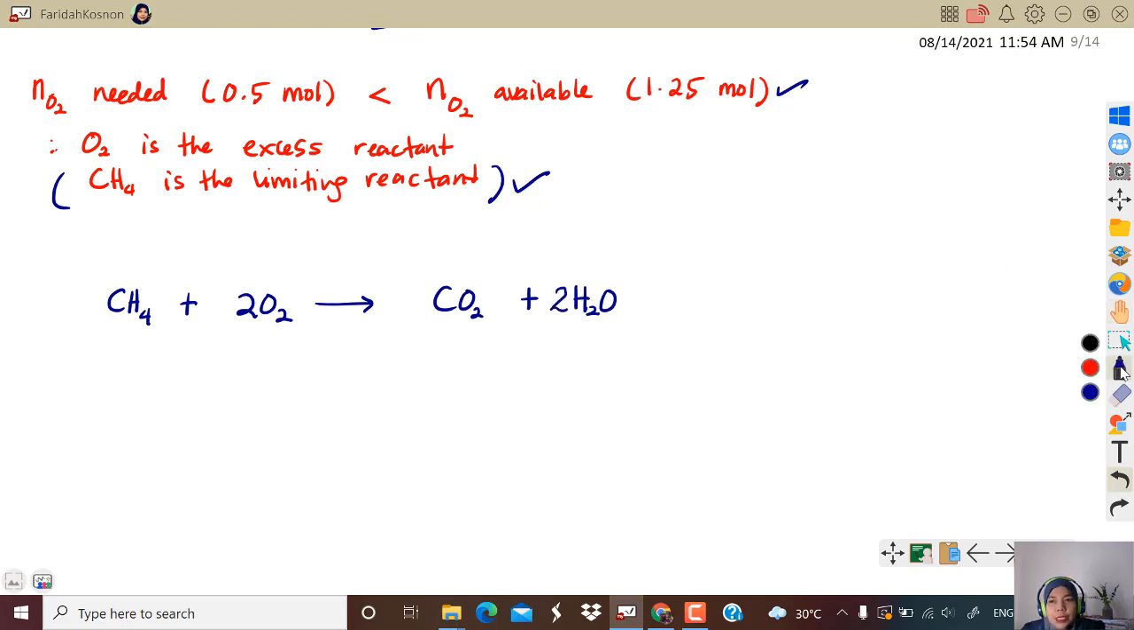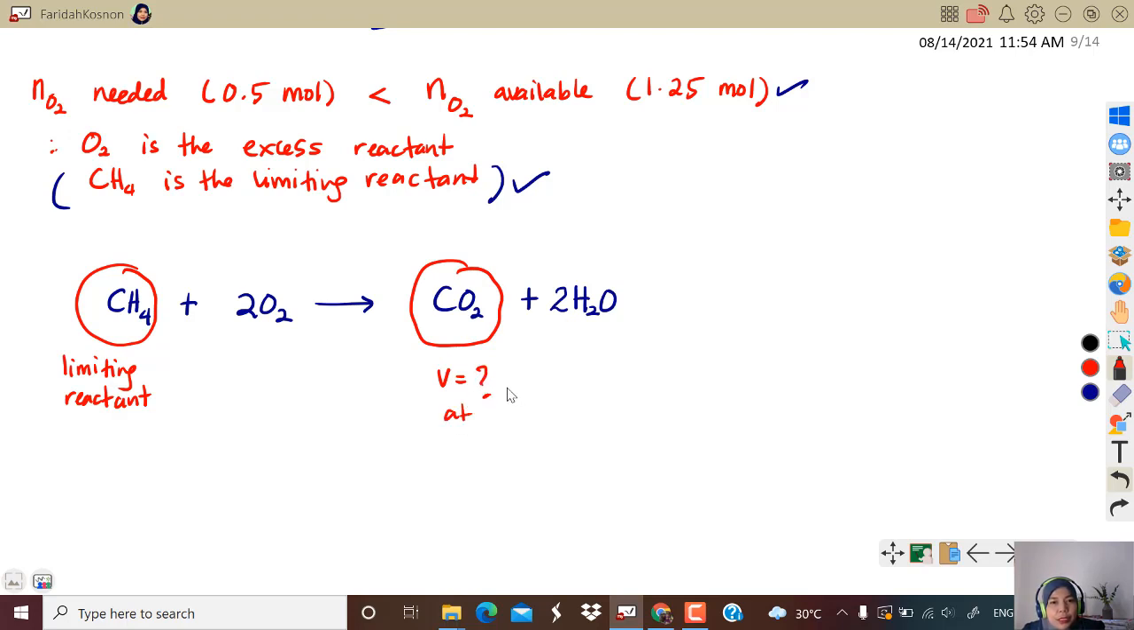Jadi sekarang, bila kita dah tahu methane is the limiting reactant. Okay, limiting reactant ni kena faham ni. Sampai tajuk 7 kita akan guna. Okay, so now kita nak tentukan product form. Berapa volume dia, berapa liter lah at STP. So berapa liter at STP.